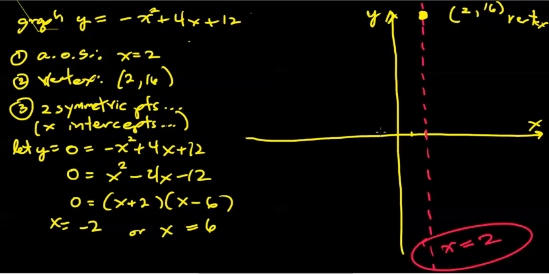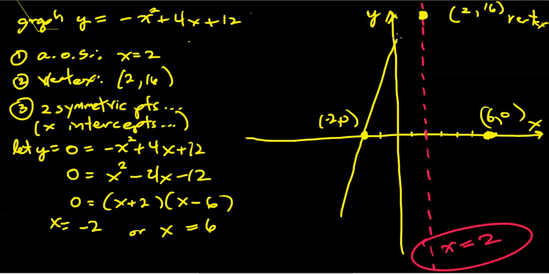So let me go ahead and graph those. When x is -2, y is 0, and when x is 6, y is 0. Alright, so I've got my two symmetric points. They're equally distant from the axis of symmetry, as you can see. And with those 3 points, I'm going to now graph my parabola.